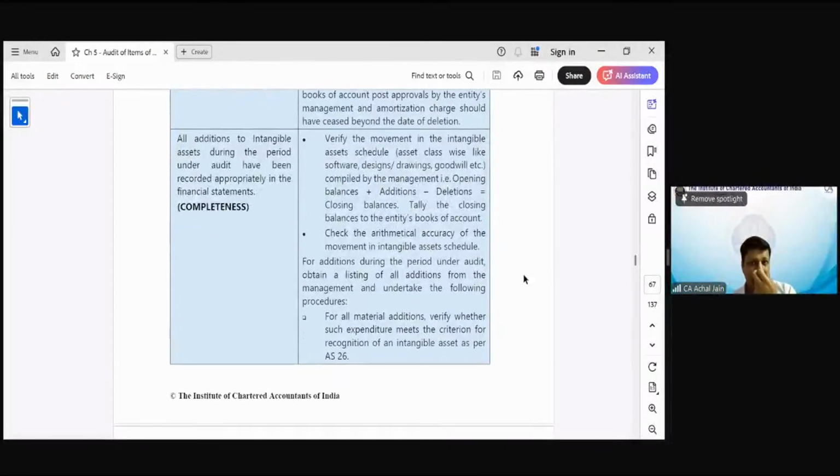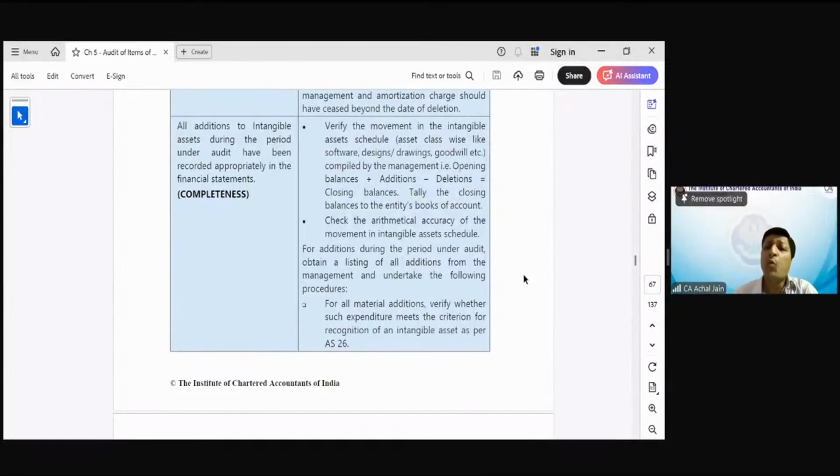Further, verify the movement in the intangible assets. Here again, you'll have some opening balances, procedures on opening balances, procedures on additions, deletions. So you can also, in a way, for your examination purposes, for your revision purposes, mark some of these points as similar to P.